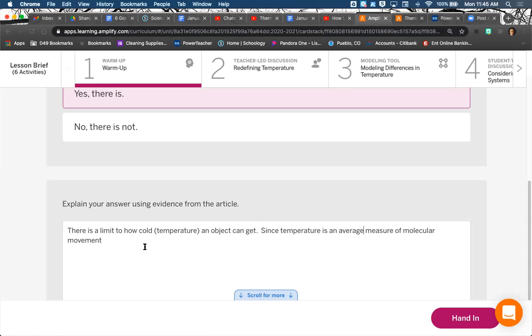Since temperature is an average measure of molecular movement, when the movement stops, there can be no speed, which means that the measure of the speed must be 0.